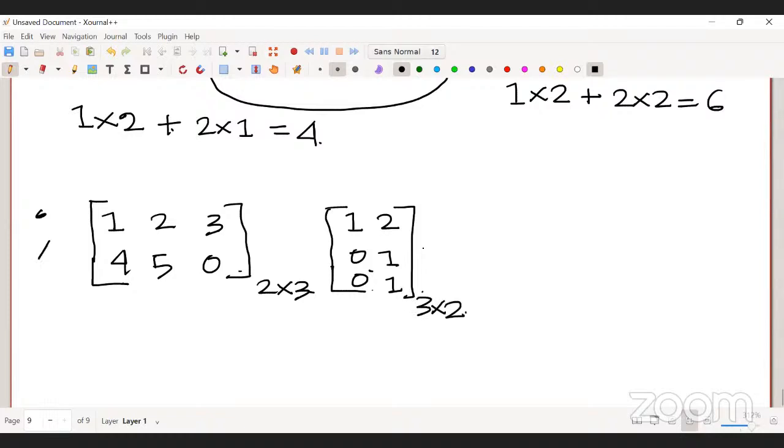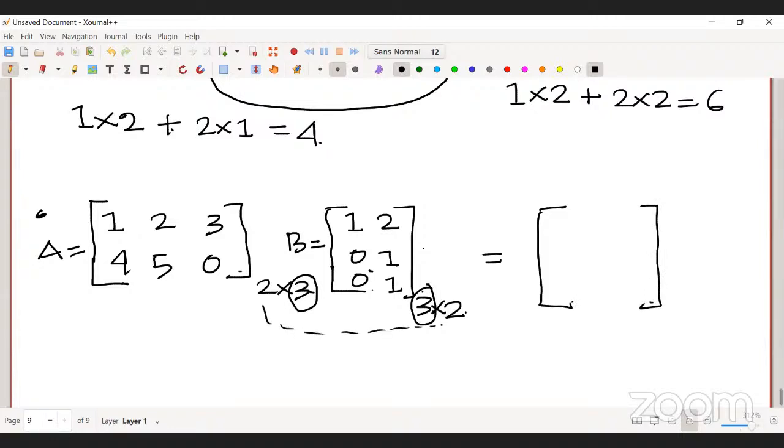So this is my matrix A, and this is my matrix B. Can I multiply these two matrices? Yes, because the number of columns here is the same as the number of rows. So if I multiply, what will be the order? 2 cross 2. So 2 cross 2 means the matrix will be something like this. This is a square matrix.